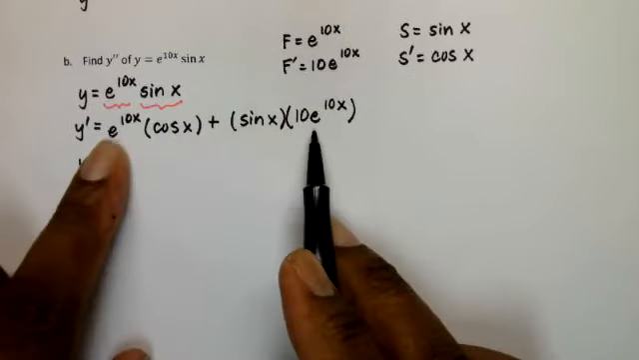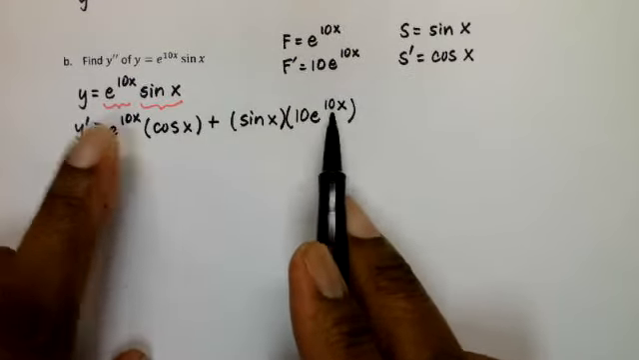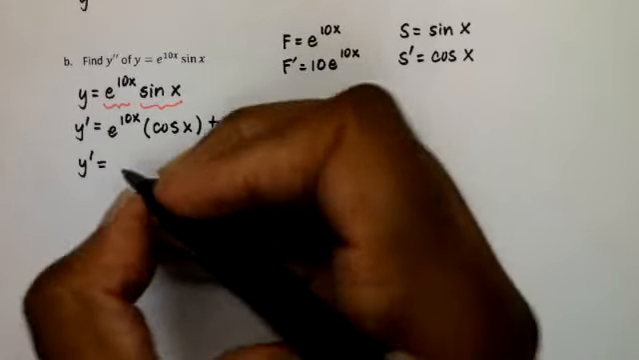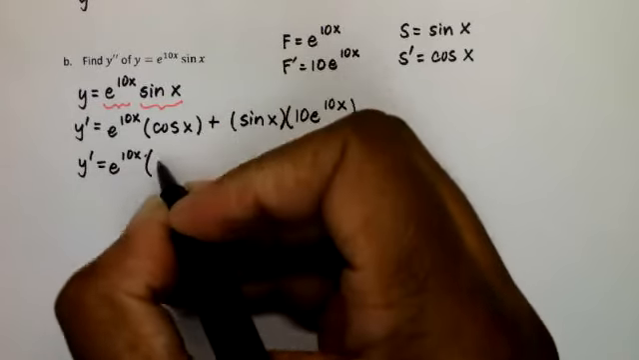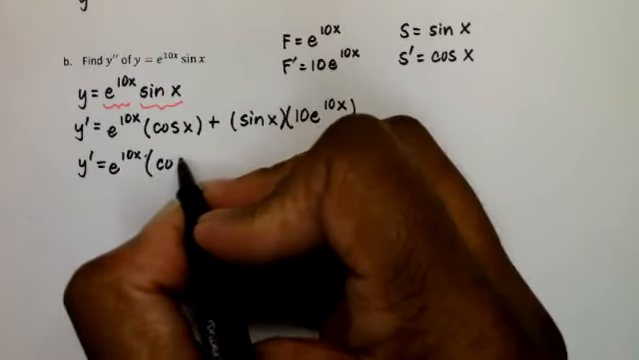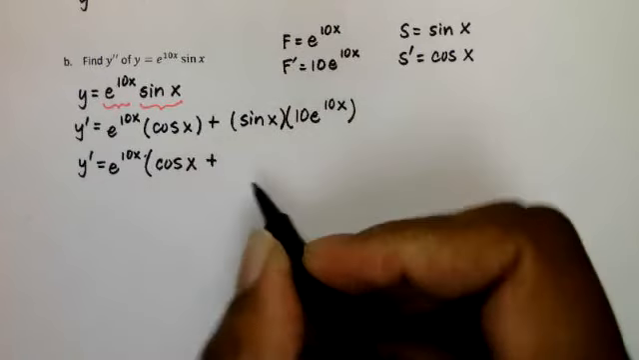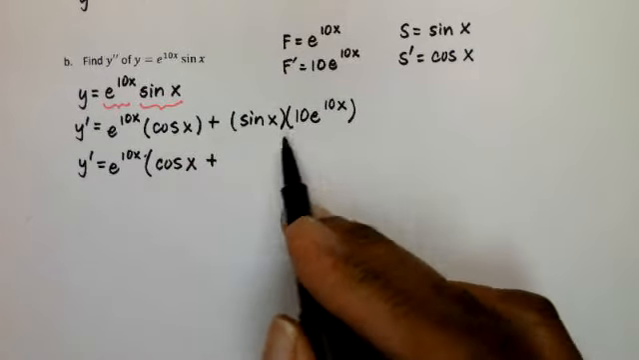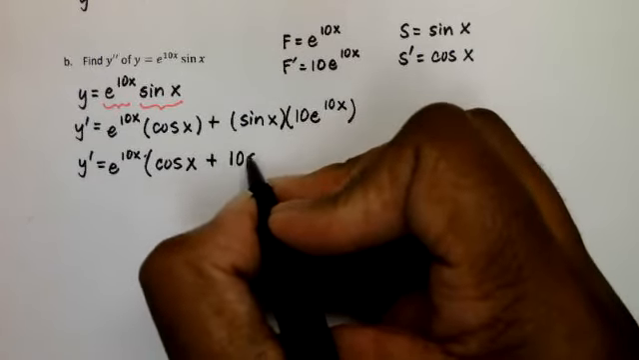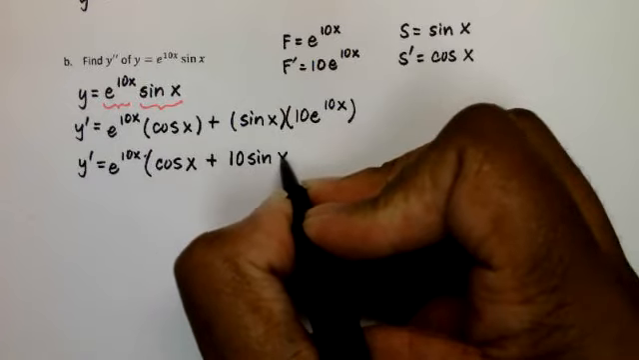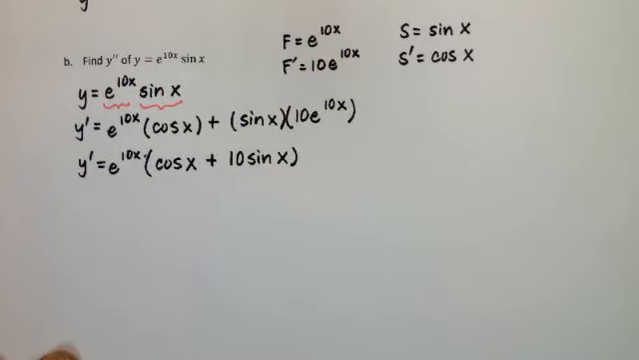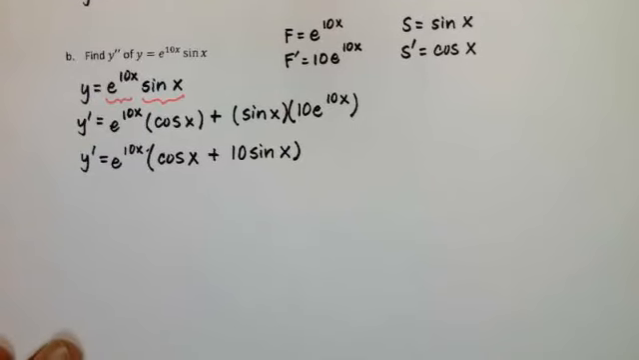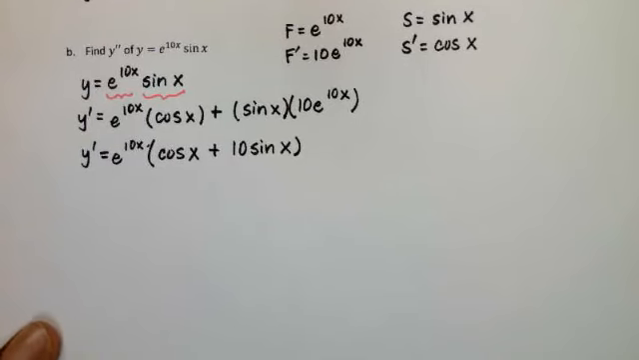Now, notice I have e to the 10x as a common factor. Let's go ahead and factor that out. When I do, I'll be left with cosine of x plus, and I'll be left with sine of x times 10, but I'm going to write that as 10 times the sine of x. So that's the first derivative. Now I'm going to use that to find the second derivative.